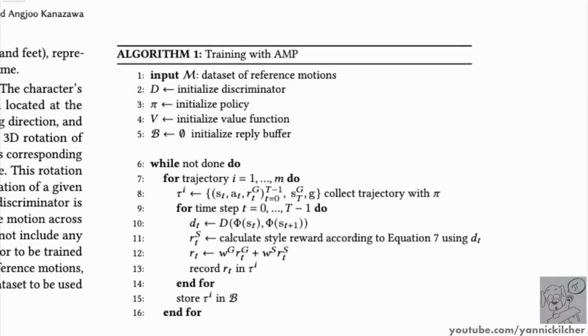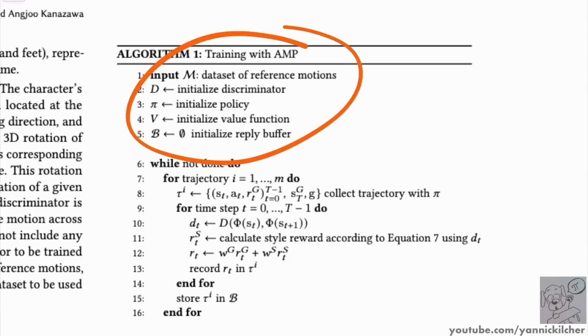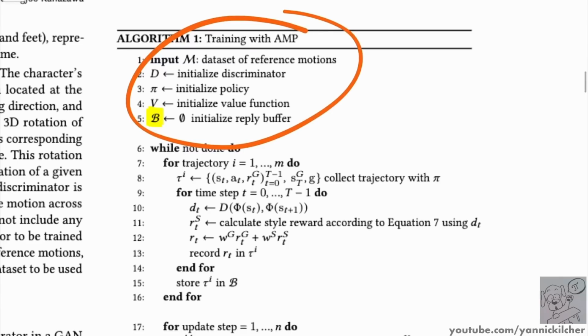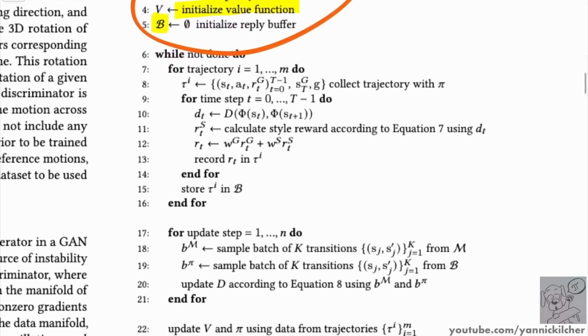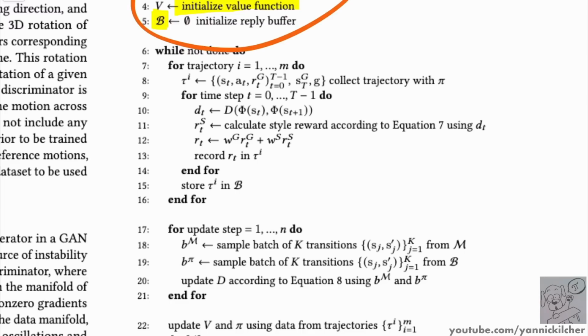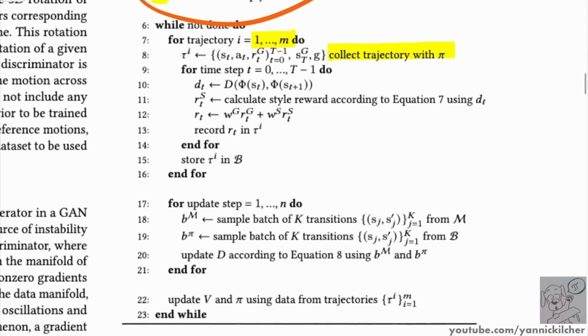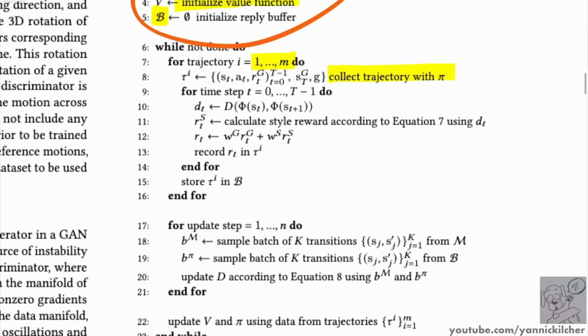Here is the algorithm. We generally initialize everything. There is a replay buffer, like in classic reinforcement learning, which stabilizes training quite a bit. I also mentioned the value function, which is used for the advantage estimates of policy gradient. So for M steps, you collect trajectories using the policy you already have. Then you feed the transitions to the discriminator right here.